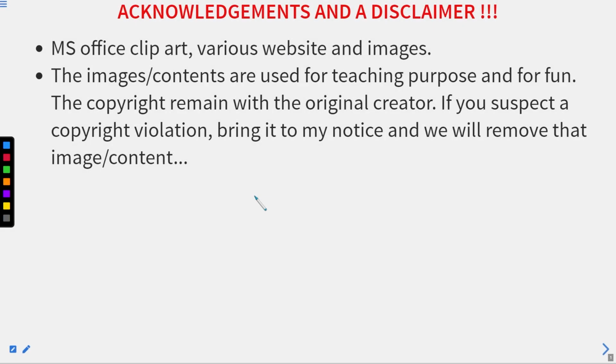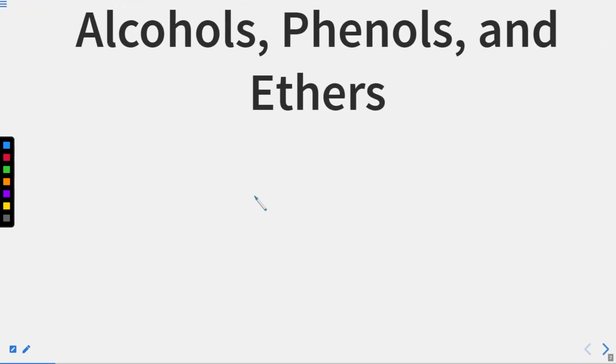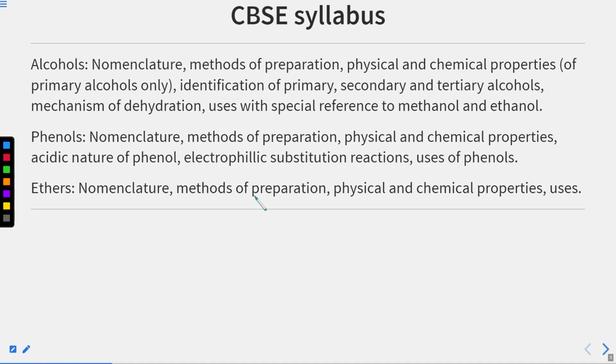Hello students, my name is Shashank Shekhar and today is the 7th lecture of the chapter Alcohols, Phenols and Ethers. If you look at the syllabus here, we have covered all the physical and chemical properties of alcohol along with its nomenclature. We have seen various specific reactions and some common reactions also.